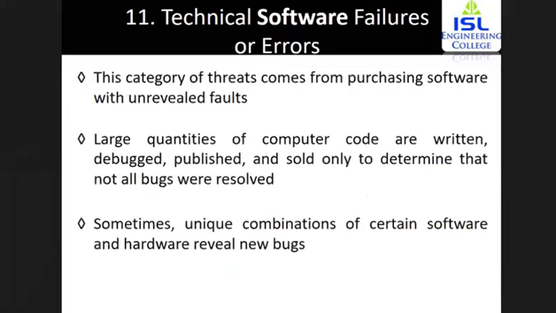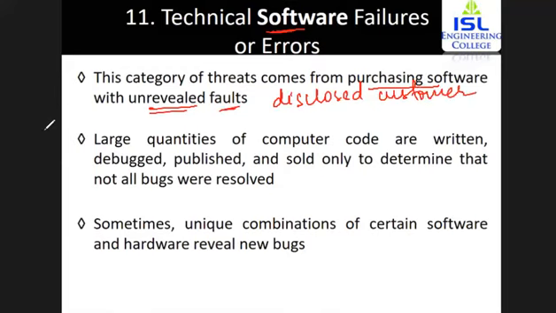The next is technical software failures. Now within the previous slide we have seen hardware failures. Any change within the hardware is going to result in the software not functioning completely, or it becomes unreliable. Whereas with software failures, this category of threat comes from purchasing software with unrevealed faults. That is, you have purchased the software, but these faults were not revealed. This particular software had some fault, but that was not disclosed to the customer.